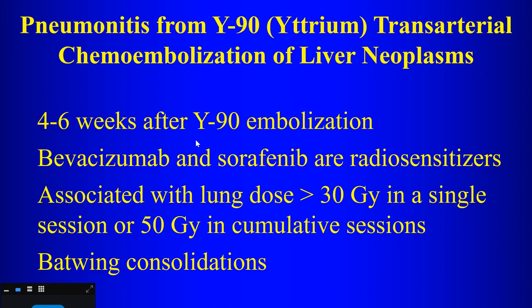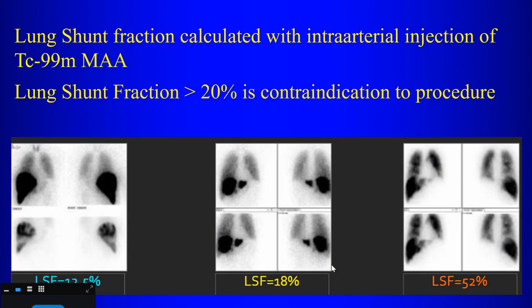So this can occur 4 to 6 weeks after embolization, associated with a lung dose of greater than 30 gray, and it can give you those bat wing type of consolidations. That's why, to decide if patients are a candidates, they calculate the lung shunt fraction. They do an intraarterial injection of technetium 99m MAA, and then they scan the patient in nuclear medicine to see how much of it goes to the lungs.